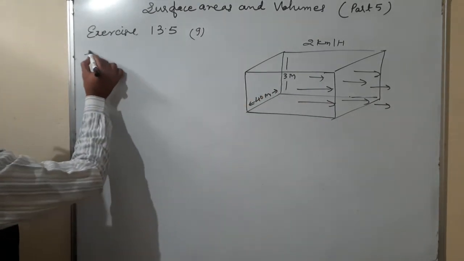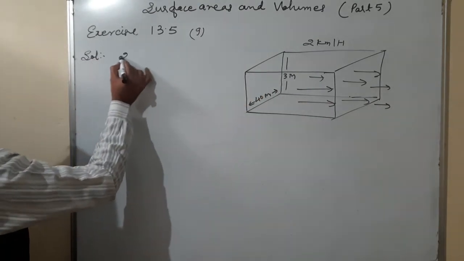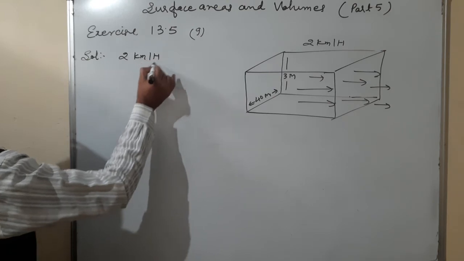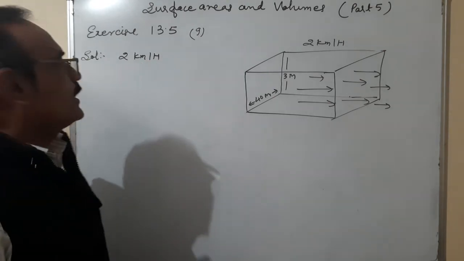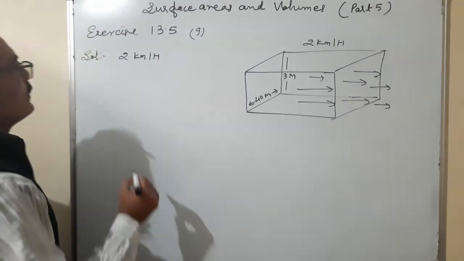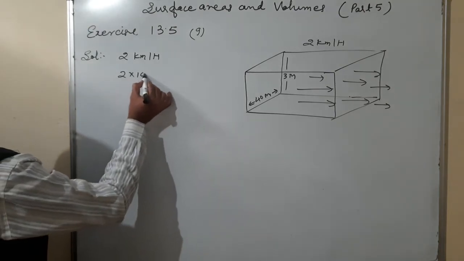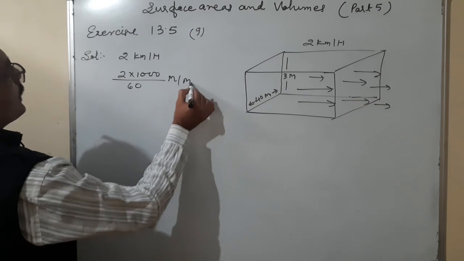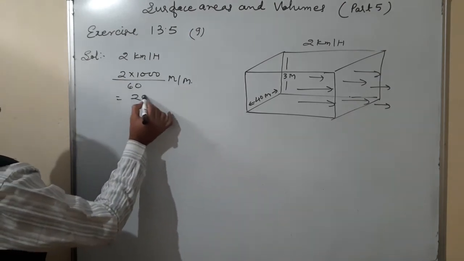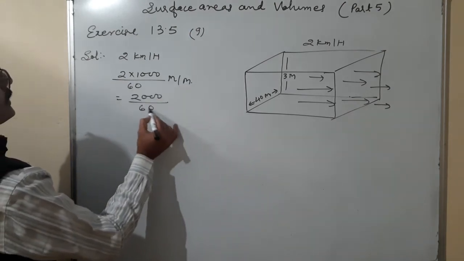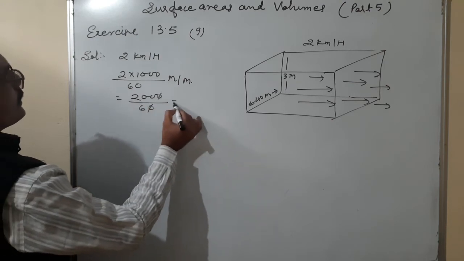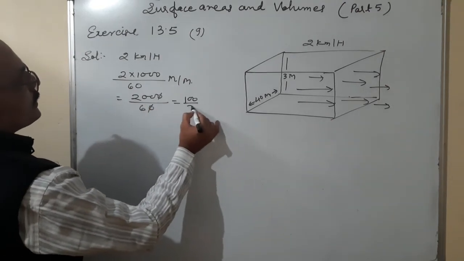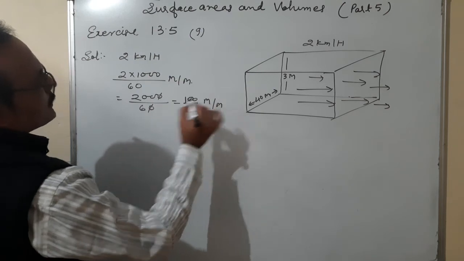So it's given that 2 kilometer per hour. Okay. What does it mean? We are converting into the form of meter per minute. So I'll write here 2 multiplied by 1000 upon 60 meter per minute. So that is coming 2000 upon 60, 10 cancel. It is coming 100 upon 3 meter per minute.